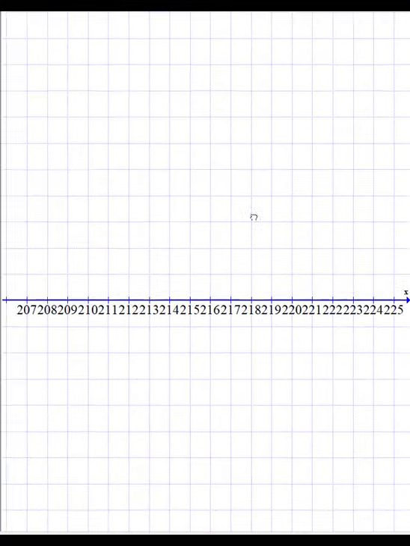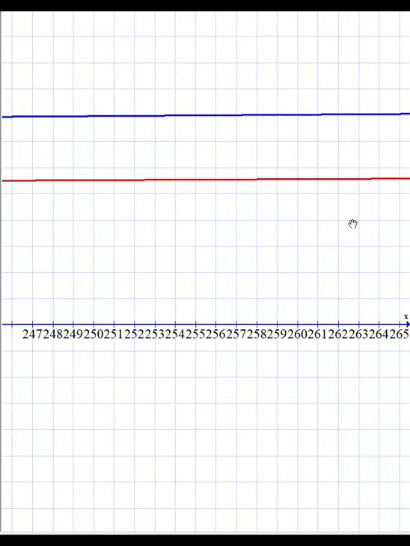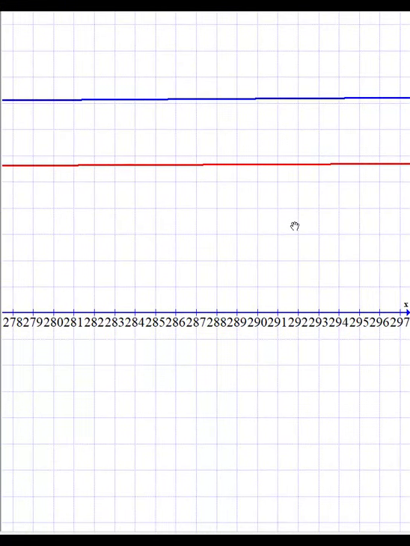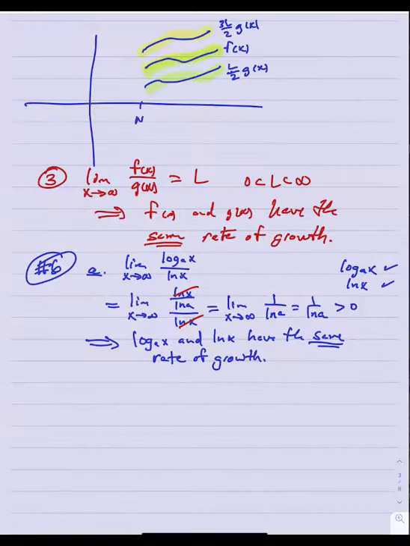In fact, the further I go, again, it doesn't look like there's much change when I compare the two graphs. Okay, and the graph is really showing us what this limit is telling us, that neither one of those graphs is going to overtake the other one. There may be some minor fluctuations along the way, but they're going to stay more or less at the same relative position to one another that they were earlier on, even when x gets arbitrarily large.